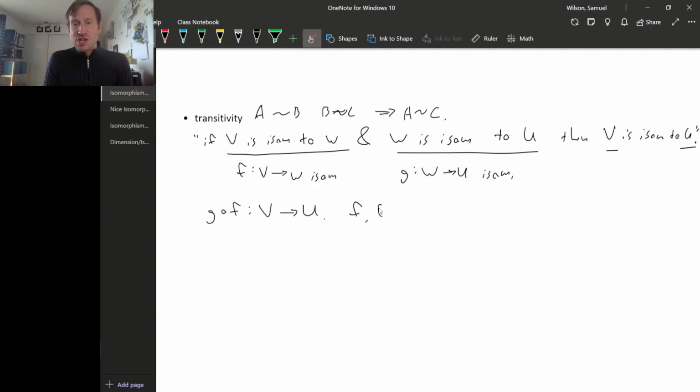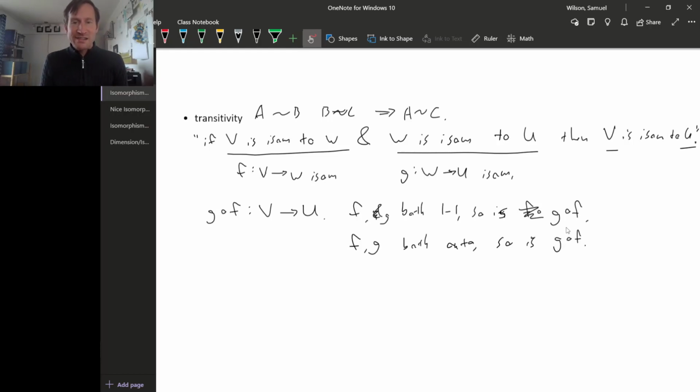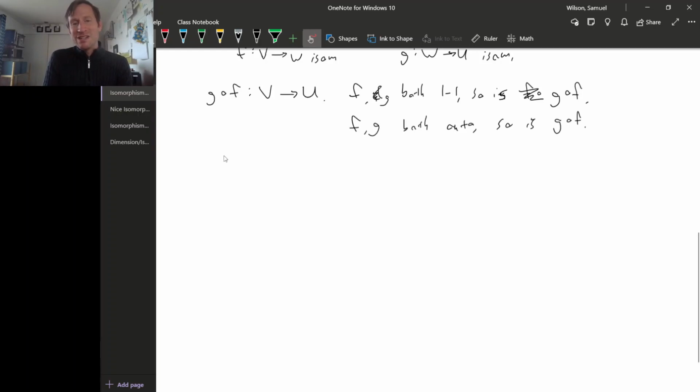Since F and G are both one-to-one, so is G composed with F. So there's a little detail there to check, but it's a good exercise. I'll let you check. Also, since F and G are both onto, so is G composed with F. Again, that's a good exercise to show if you don't see why that is the case. So the main thing we need to show is that G composed with F preserves structure.